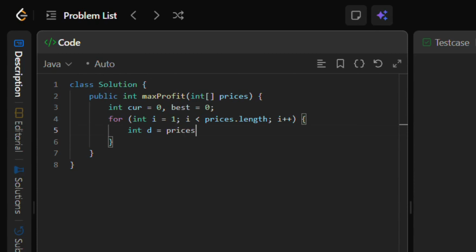we calculate the daily change D. This is today's price minus yesterday's price. A positive value means an increase. A negative value means a drop. Then we update our running streak.